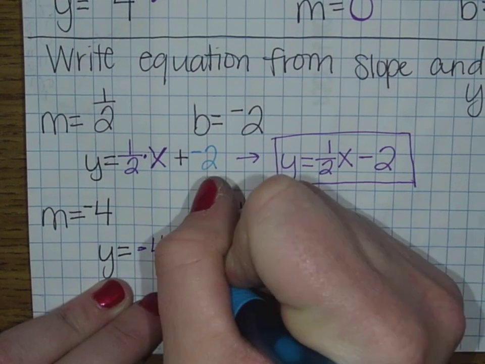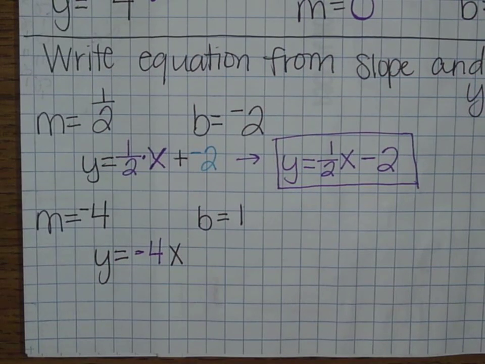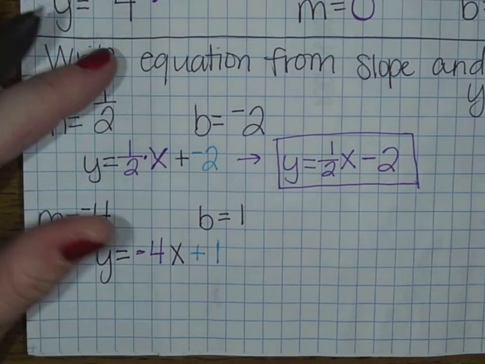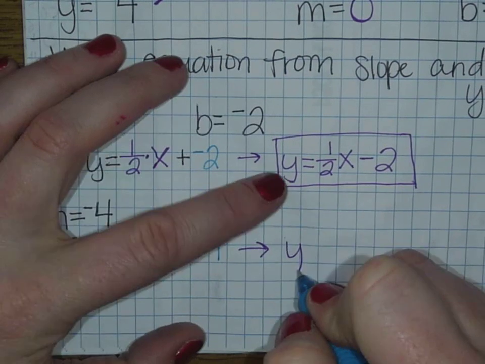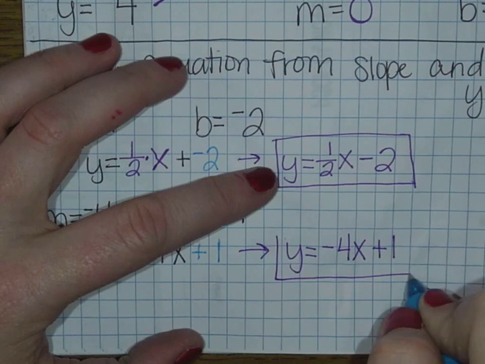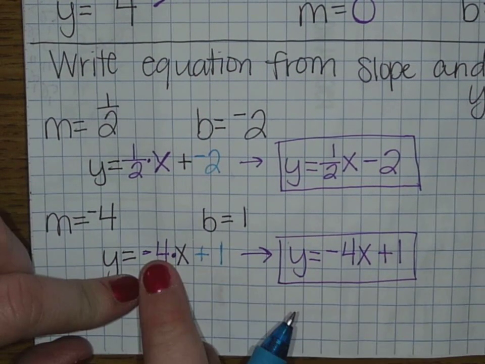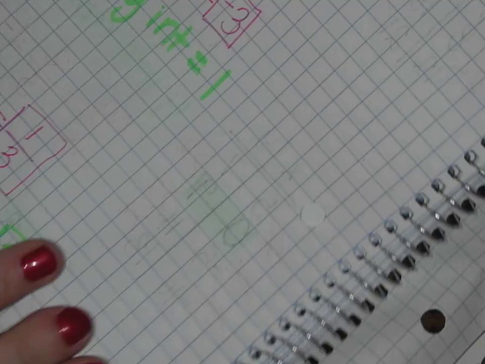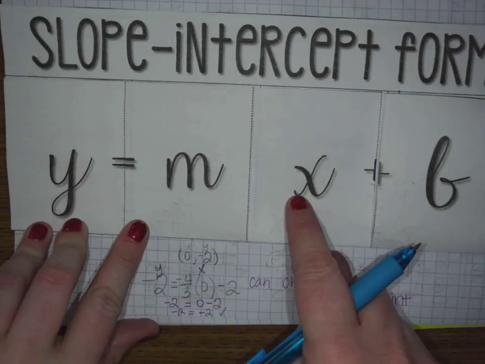So -4x, and then 1. So since it's a positive number, I would just put plus and then 1. So our final equation would just be y equals -4x plus 1. So again, m multiplies by x. M times x plus b. mx plus b. I'm going to go back and say that again. Y equals mx plus b.